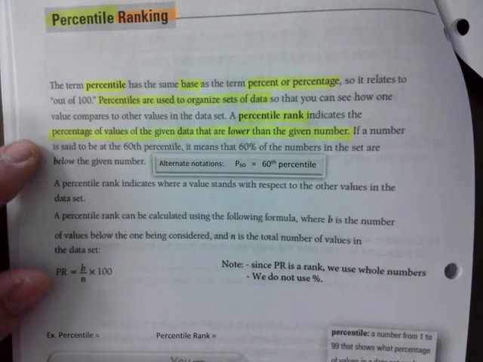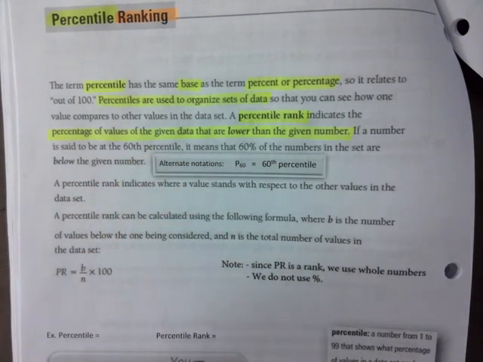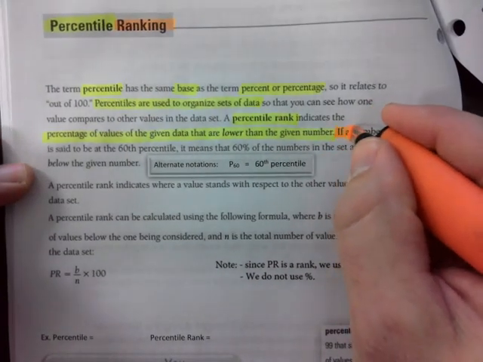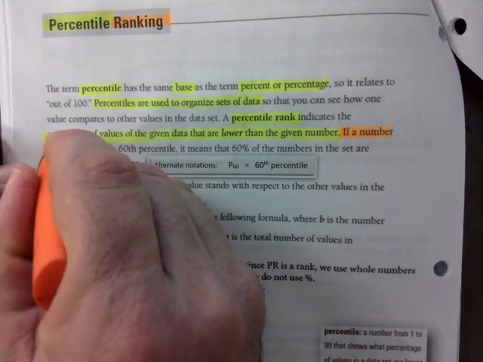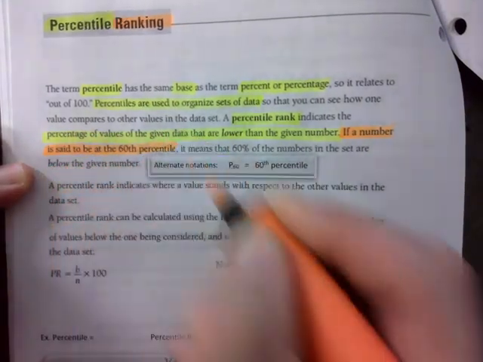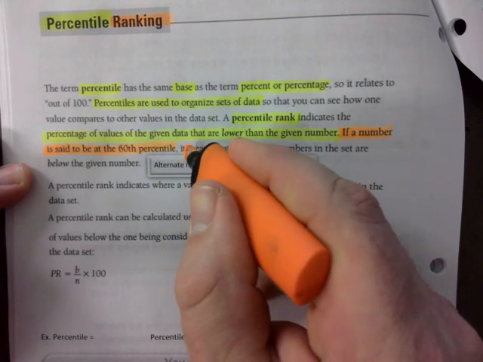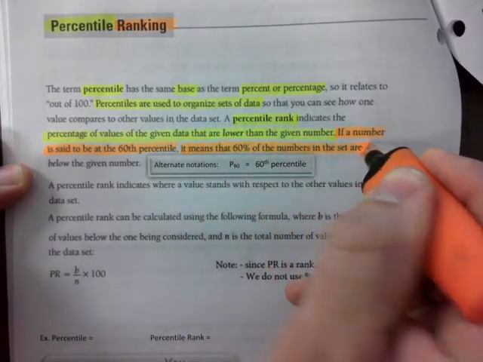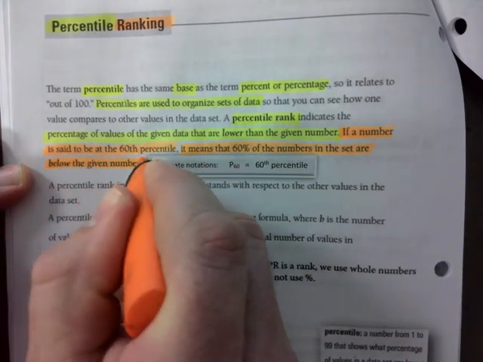If a number is said to be the 60th percentile, I'm going to use a different color for that. Let's highlight that with a different color. If a number is said to be the 60th percentile, what does that mean? It means that 60% of the numbers in the set are below the given number.